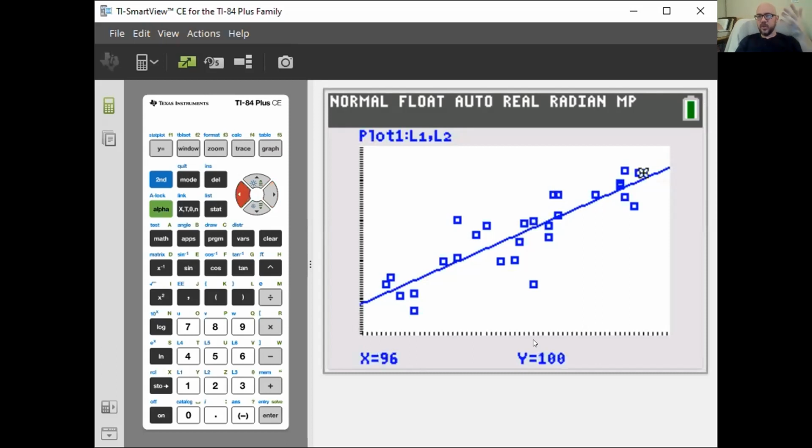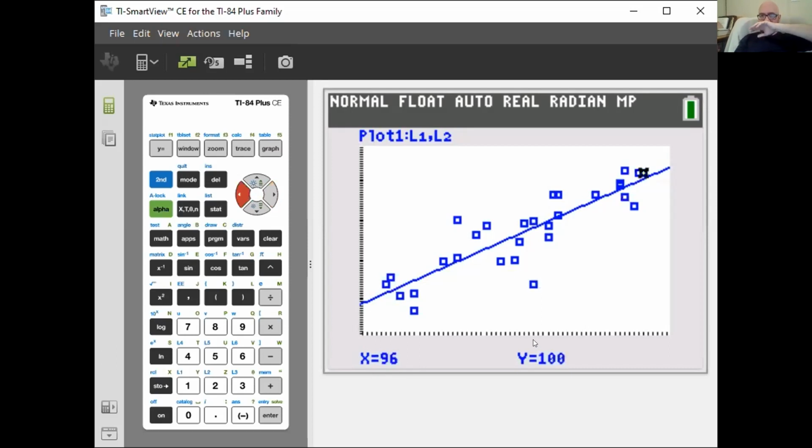So if I want the second person in the list, there's the second person, right? 78,90. There's the first person. So it's going to look like it's jumping all over randomly, but it's not. It's actually going down the list that we put in. So if I hit right, it switches point to point to point to point.